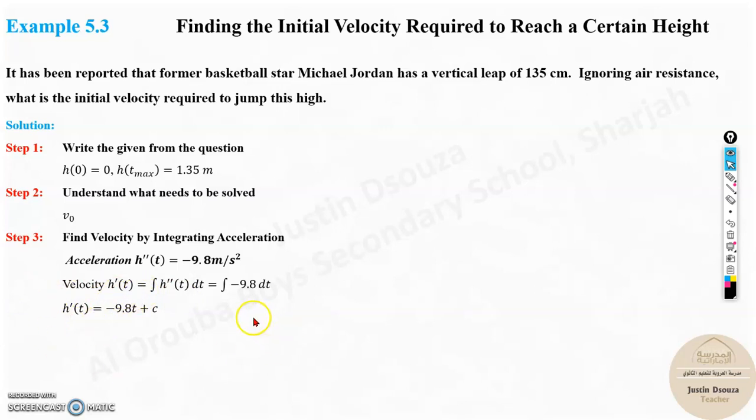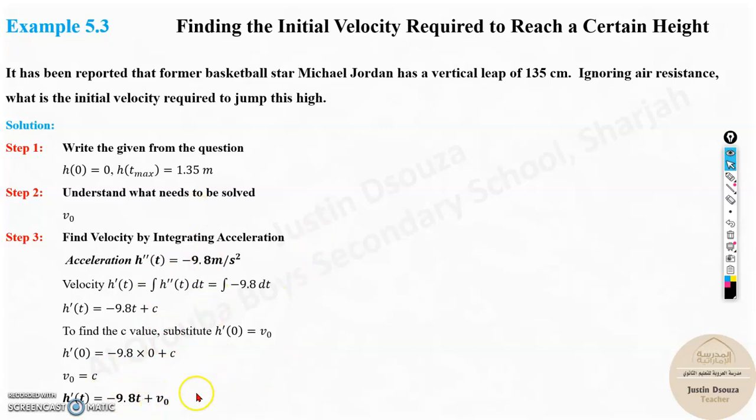Now, how do I find the initial velocity, v naught? That is at time 0, isn't it? H dash of 0 is basically the initial velocity. At initial velocity, what is the time? It's 0. So h dash of 0 means initial velocity. What is t? 0. So what is remaining? C. So this is the initial velocity, the constant c value. Now over here, this h dash of t, you can write as negative 9.8 t plus c. Why? Because that is the initial velocity you need to add to it.